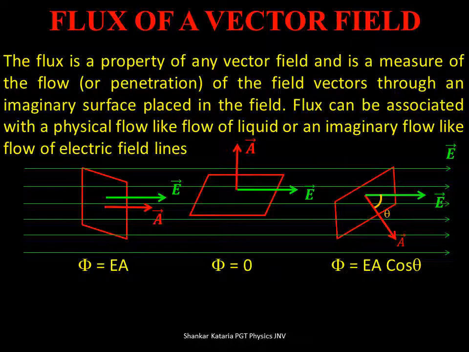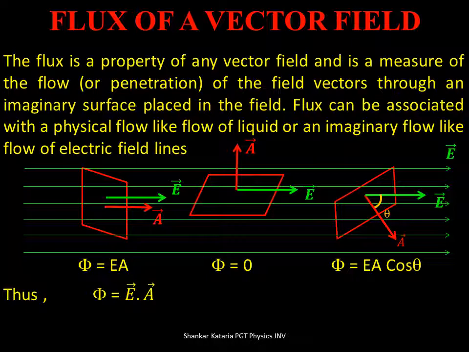In these three cases, the electric flux in the first case would be EA, the electric flux in the second case would be 0, and the electric flux in the third case would be written as EA cos theta. The reason behind electric flux being represented by this equation is that electric flux is defined as the scalar product of the vector field and the area vector.